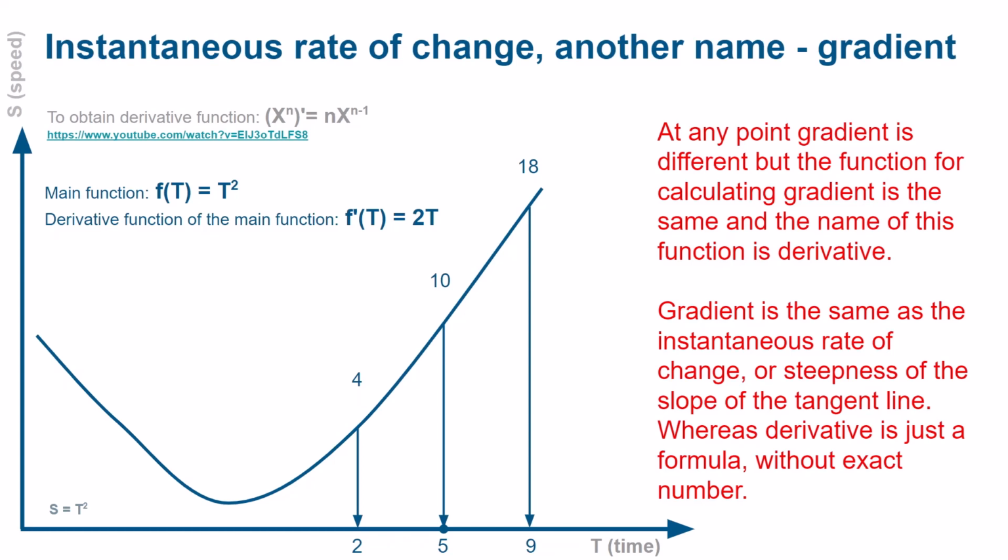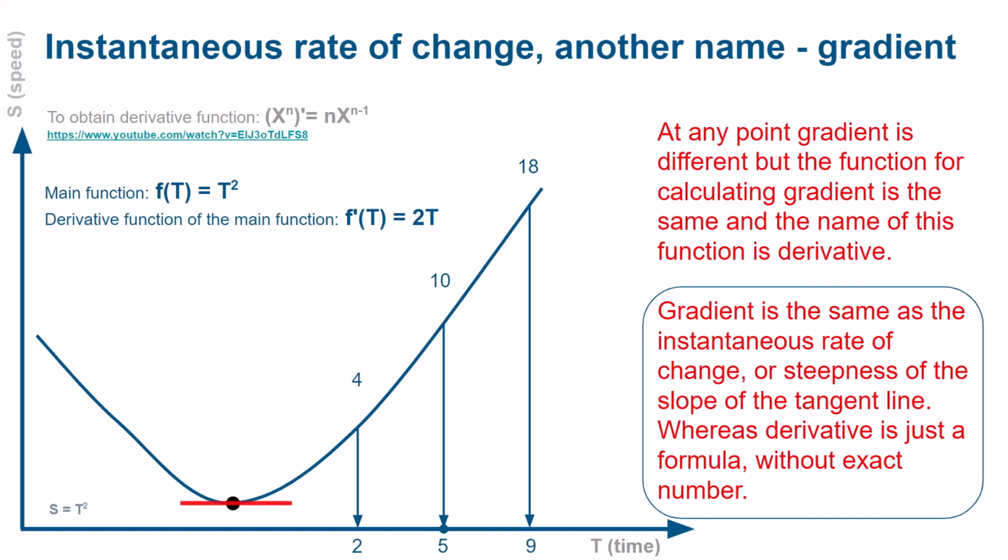Here is a question for you. At which point will the gradient be equal to 0? Pause the video and try to answer. Keep in mind this. Hope you answered correctly. It's here, because at that point, the steepness of the slope of the tangent line is 0.